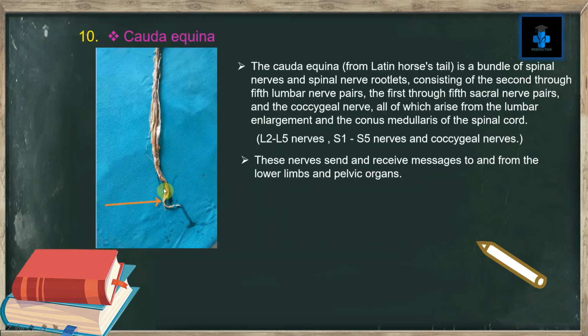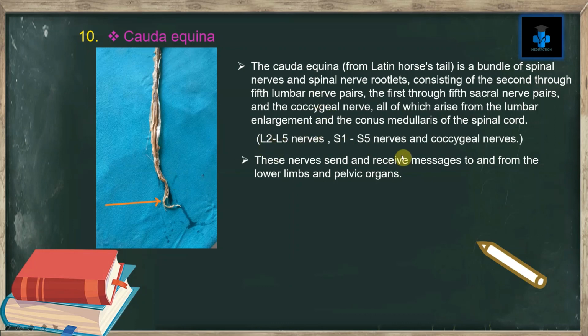The 10th spotter is the cauda equina. The term cauda equina is derived from the Latin meaning horsetail. It is a bundle of spinal nerves and spinal nerve rootlets consisting of the second through the fifth lumbar nerve pairs, the first through fifth sacral nerve pairs, and the coccygeal nerve, all of which are arising from the lumbar enlargement and the conus medullaris of the spinal cord.